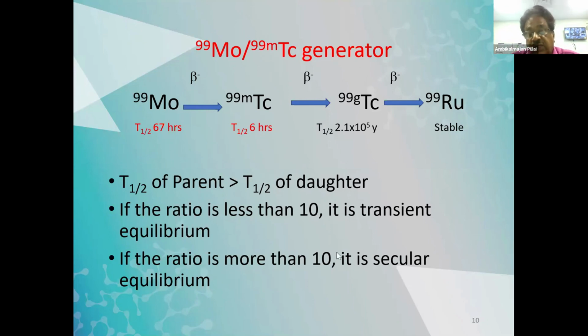And if the ratio is more than 10, it is called secular equilibrium, around 10. So we know the germanium-gallium generator: the germanium has got a half-life of nearly 9 months, and gallium has got a half-life of only 1 hour. So we call it a secular equilibrium. It will be important for you to study what is a transient equilibrium and what is a secular equilibrium, and how the radioactivity keeps decaying and keeps growing. I will not get into those details in this lecture.